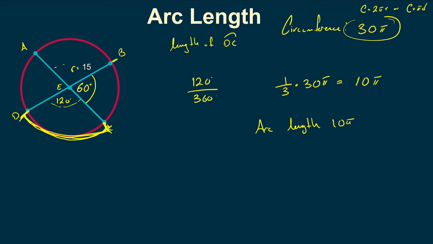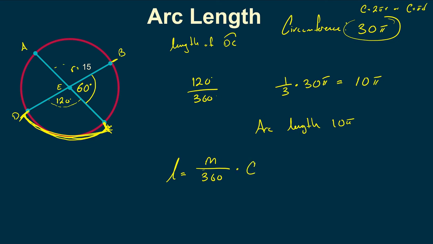Okay. And so we can kind of generalize this because it's going to be the same every single time, right? So arc length is simply, we'll go with L equals for arc length, the measure of the arc, we'll call it M, over 360, which is the ratio, that's part of it, times C.